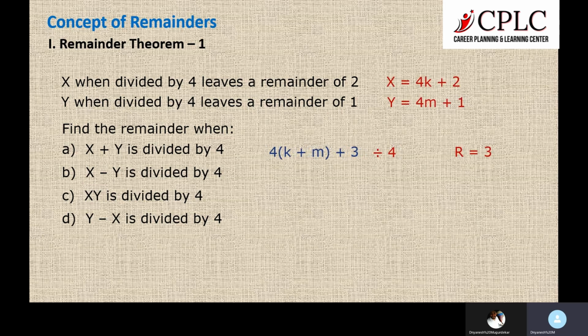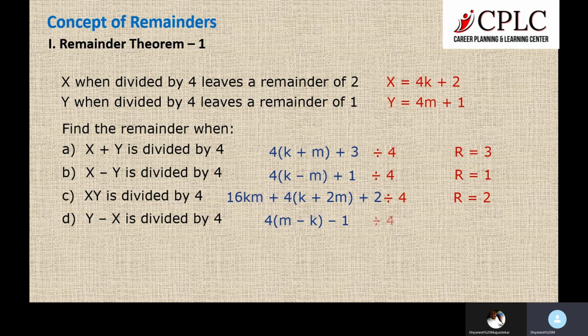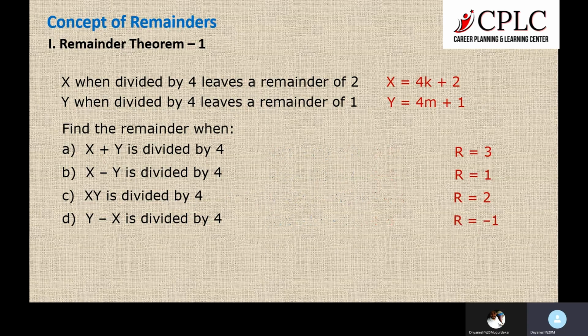So the first question, x plus y divided by 4. For us x is 2, y is 1, x plus y becomes 2 plus 1, which becomes 3. 3 when you divide by 4, I hope you will realize that you can't divide, you will get the remainder as 3 itself. Similarly, second question, x minus y, 2 minus 1 is 1, 1 when divided by 4 will give you the remainder as 1 itself.